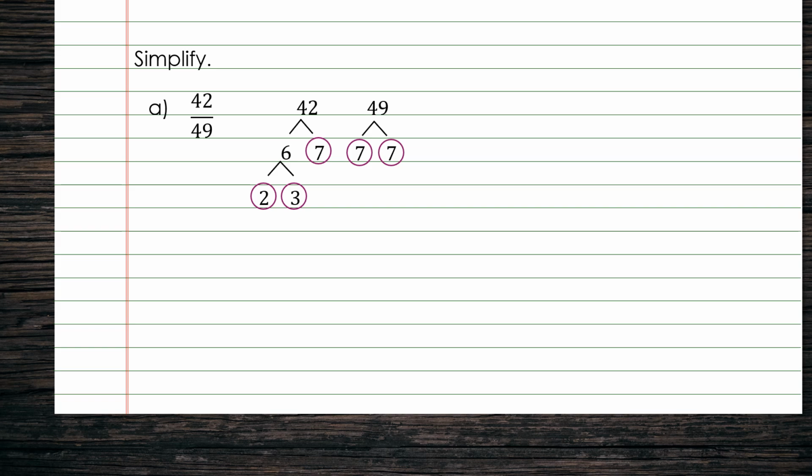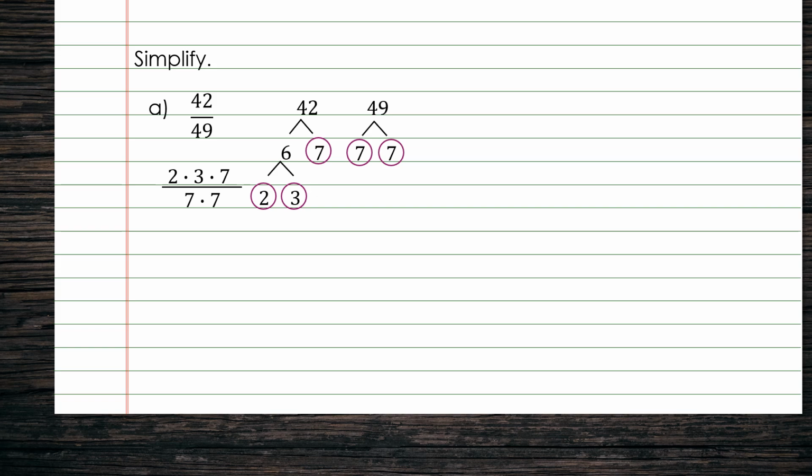So now that we have the factor trees completed, we're ready to rewrite the fraction in factored form. In the numerator, instead of 42, we are going to write it as 2 times 3 times 7. And in the denominator, instead of 49, we replace it with 7 times 7. We clearly see the factors, which means we are ready to reduce this fraction if there are any common factors that appear in the numerator and the denominator.